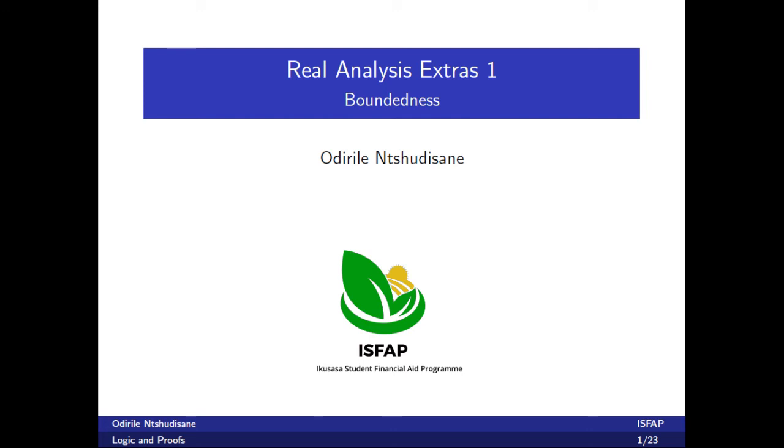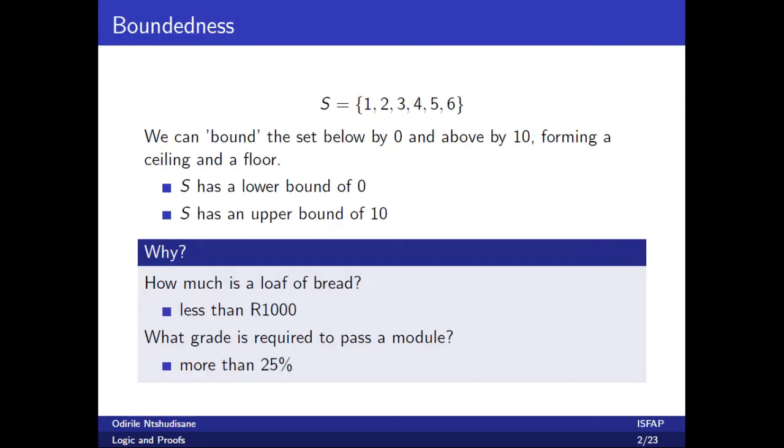Boundedness. Consider a set S containing the elements 1, 2, 3, 4, 5, and 6. We can bound the set below by 0 or above by 10, forming a ceiling and a floor to the set, so that S has a lower bound 0 and S has an upper bound of 10.